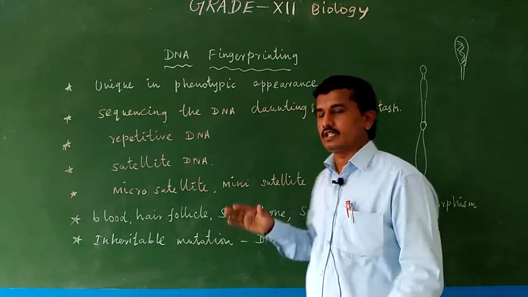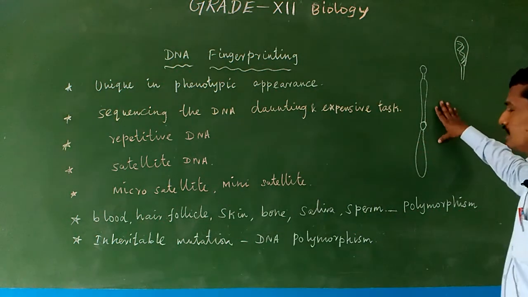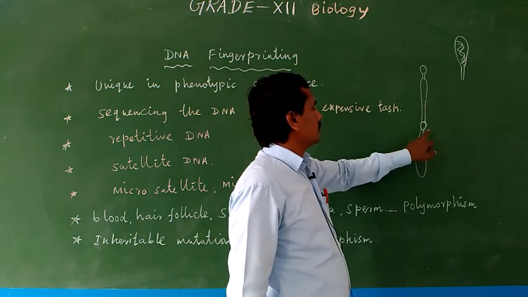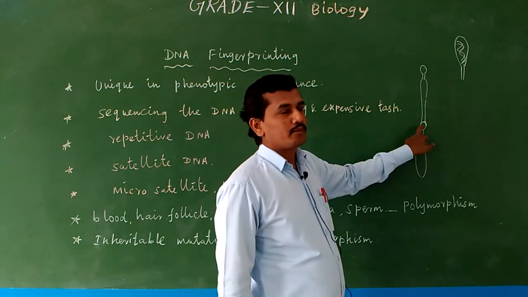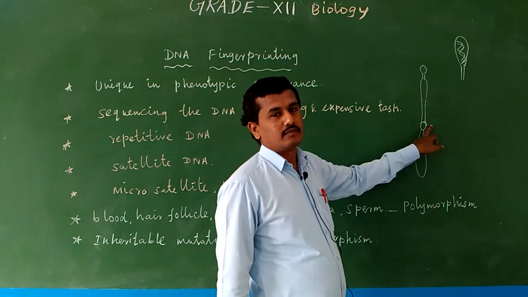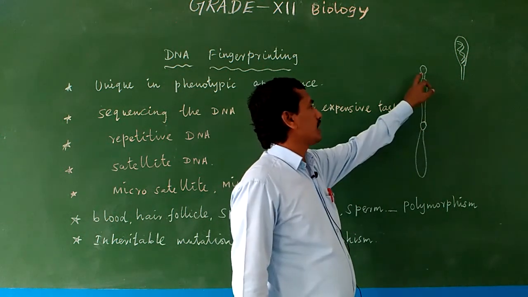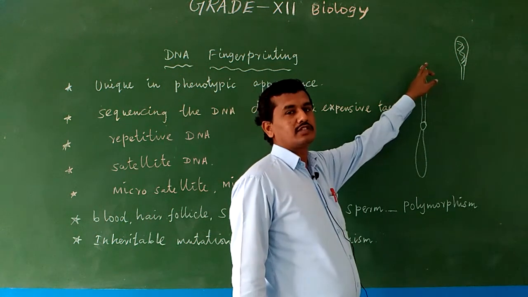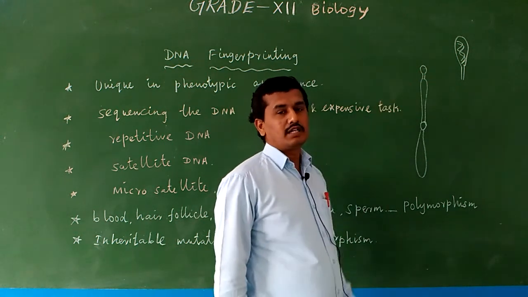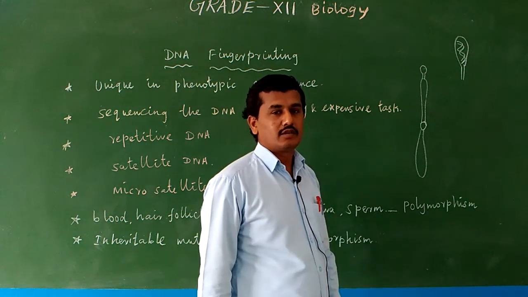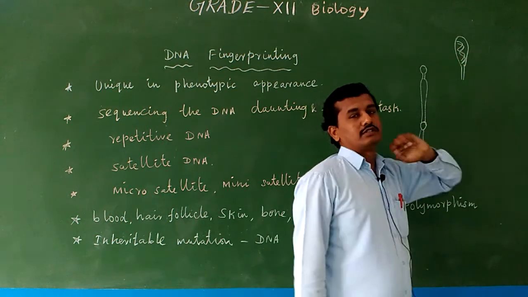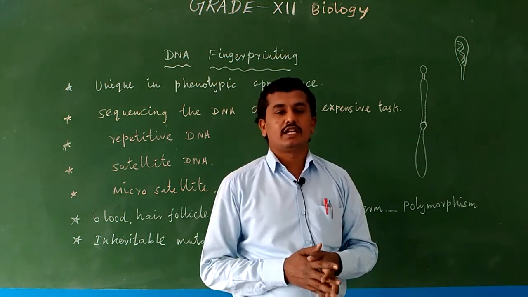Satellite chromosome, listen, this is normally a chromosome, and a chromosome contains two chromatids and one centromere. The centromere is the primary constriction. Then there is the secondary constriction, which also contains one part of the chromosome. That part is known as the satellite chromosome. In the satellite chromosome, the DNA is present, and that DNA is nothing but satellite DNA.